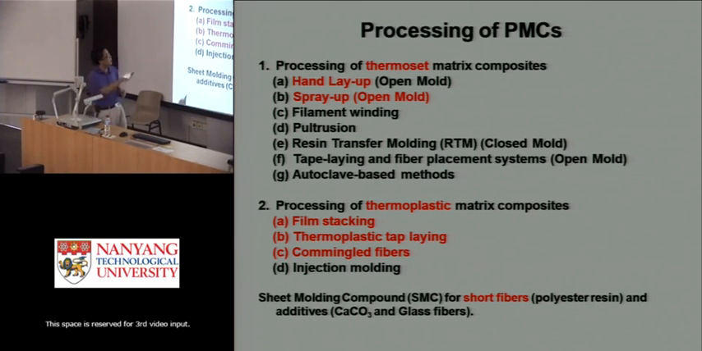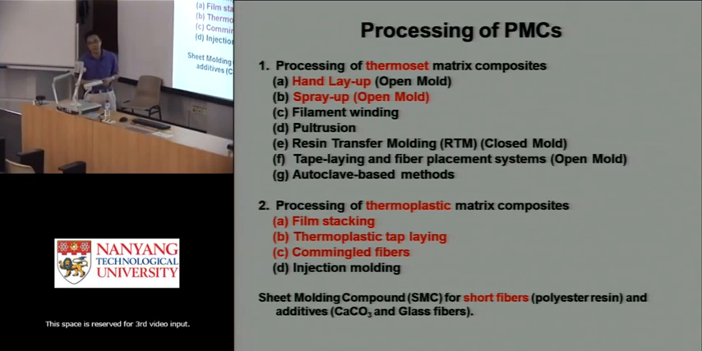We also have other methods, but we are not going to talk about them. If you are interested, you can find me. In this class, we only talk about hand layup and spray-up, and in the final exam, we only cover these 2 parts. For thermoplastic, we have 4 methods, but in this class, we only talk about 3 methods: film stacking, thermoplastic tape laying, and commingled fibers.